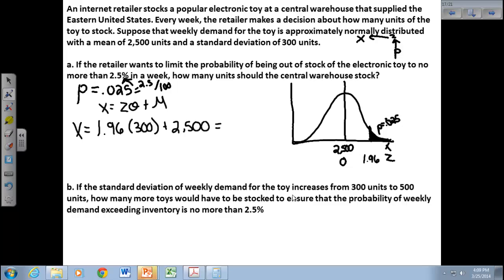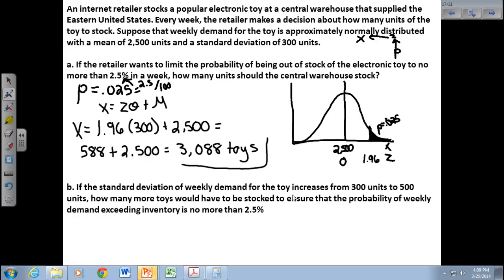So 1.96 times 300 gives you 588. Add that to the mean of 2,500. And we know that we need to have 3,088 toys to have a 2.5% chance of running out. So if I can fit it in here, 3,088 corresponds to that z-score of 1.96, which also corresponds to a probability of 0.025.